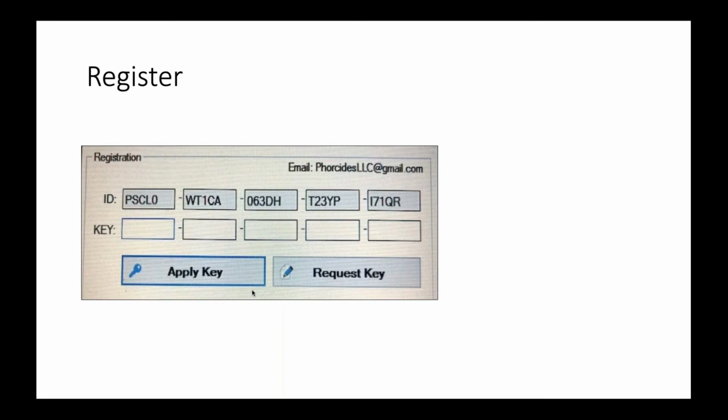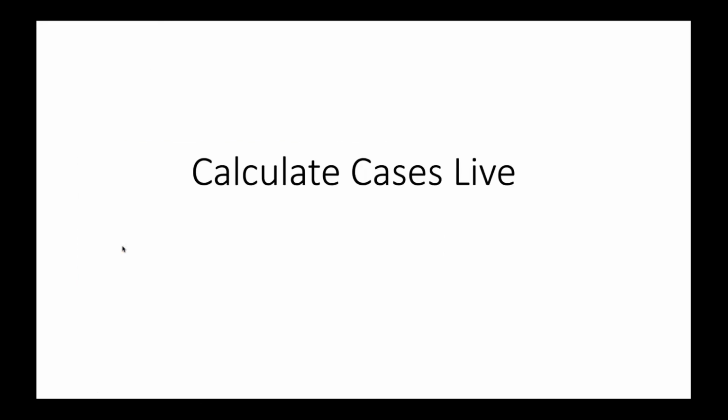Once you get the Phorcides software and you begin to load it, it's going to ask you to register, and this key is going to be asked of you. When you do see this, just take a picture of this, take a screenshot, email it to either your Alcon representative or to myself. And using the ID number, we'll be able to generate you a key code so you can begin using Phorcides.